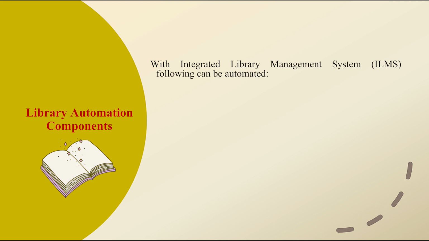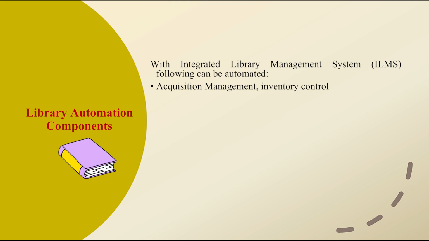With the integrated library management system, the following can be automated. One: acquisition management and inventory control. What is acquisition management? Acquisition means if we want to purchase a book or e-resources, how should we manage it? Because once we buy anything, we first have to do duplicate checking, whether that book is available with us or not.